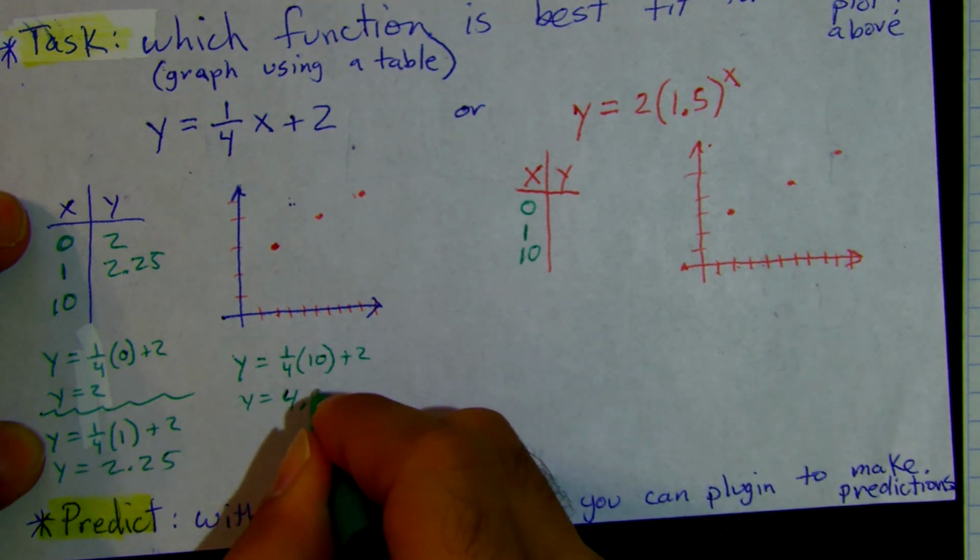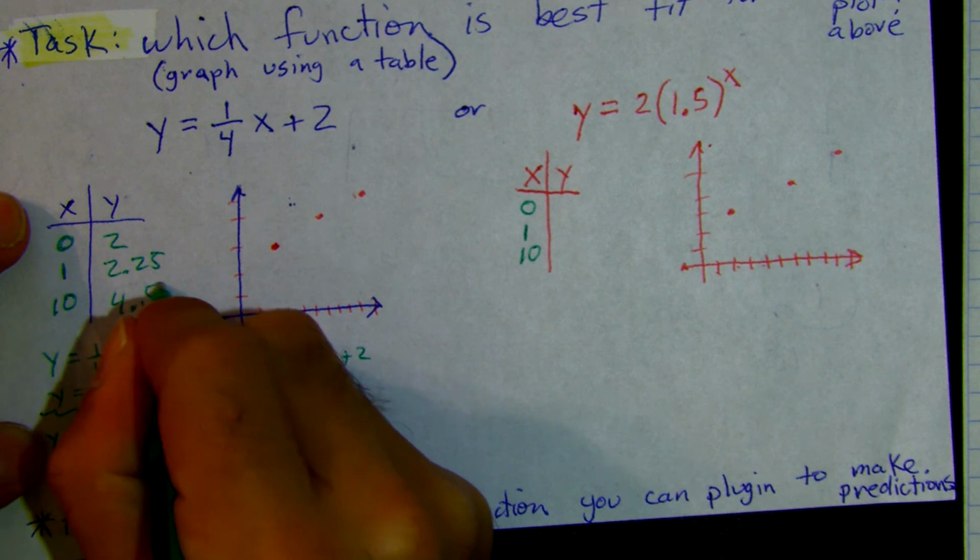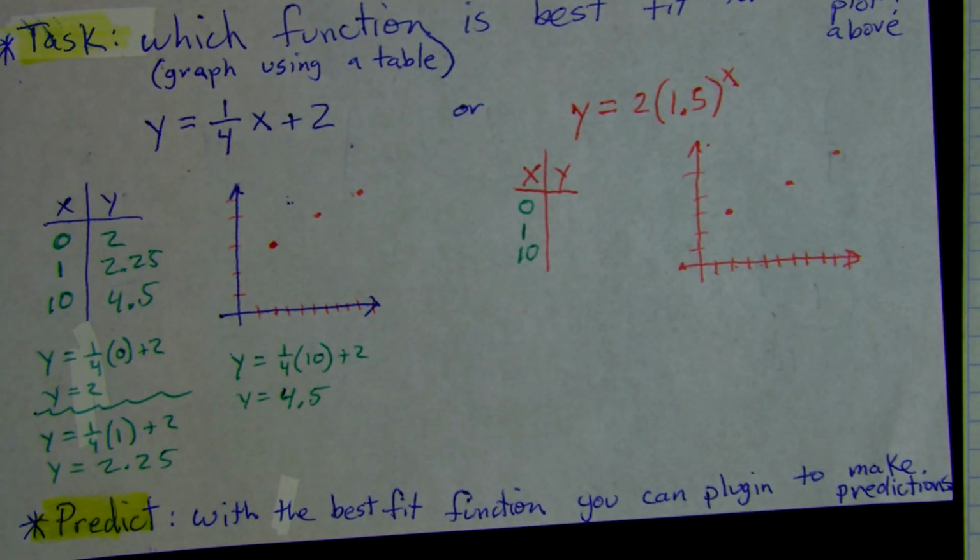All right, now let's go ahead and plot these points in green on the same graph. 0 to 1, 2.25.